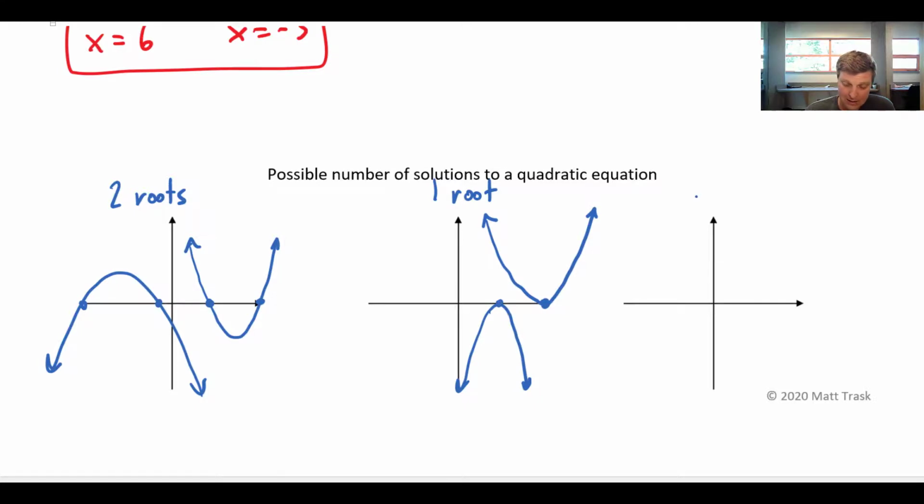And the last case is if we have zero roots. Zero roots is really simply if I have a parabola that just never crosses the x-axis, then it's not going to have any solutions to that equation. It's not going to have any roots. Or I should say, it's not going to have any real solutions. And so we will see that come up from time to time.